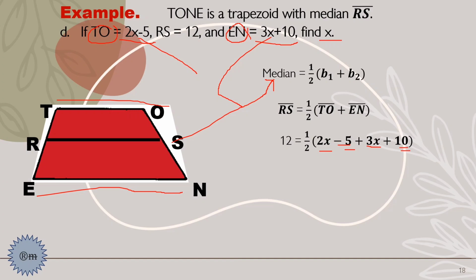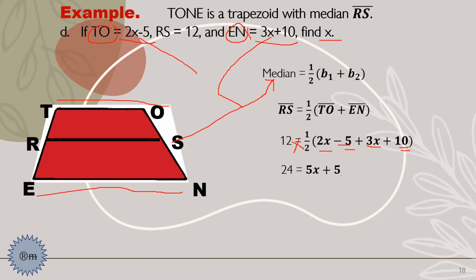Then of course, cross multiply. So we have 12 times 2 here. So we have 24 equals 5x because 2x plus 3x is equal to 5x, while negative 5 plus 10, this is unlike sign. So you will subtract. The answer is positive 5, because as you can see, the sign of 10 is positive. That is the biggest number.